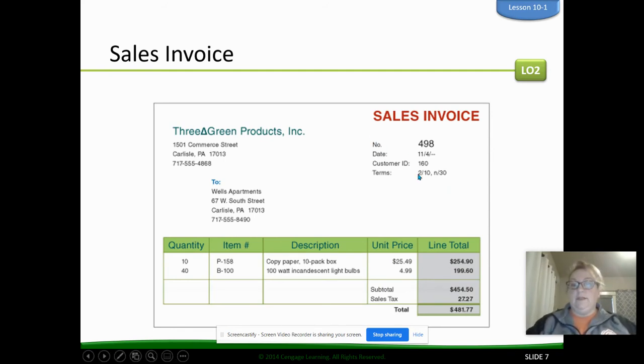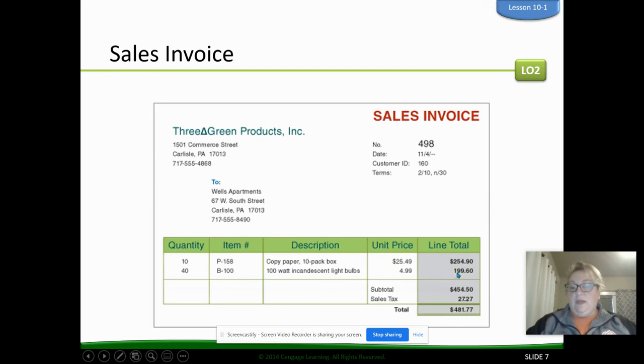We're going to give them a 2% discount. That's what the 2 is, if they pay within 10 days. So we're going to give them 2% off if they pay us within 10 days, or we're going to give them nothing if they pay within 30 days. So the net, it's going to be net 30. So if they don't pay us within 10 days, they just have to pay us the full amount with no discount.